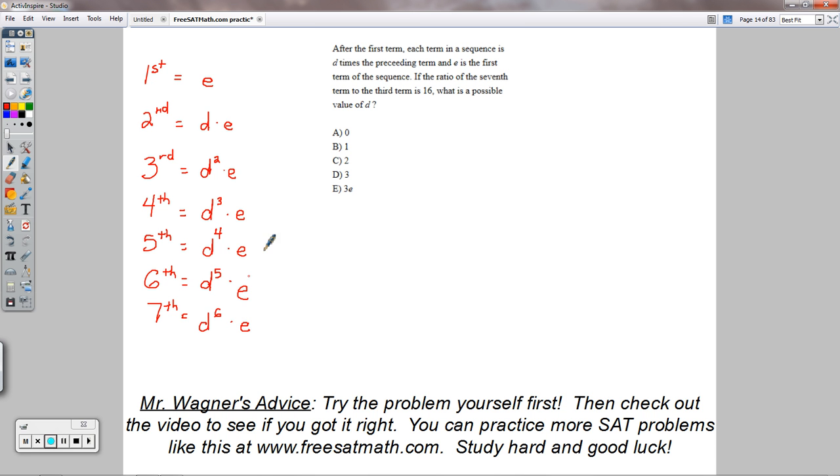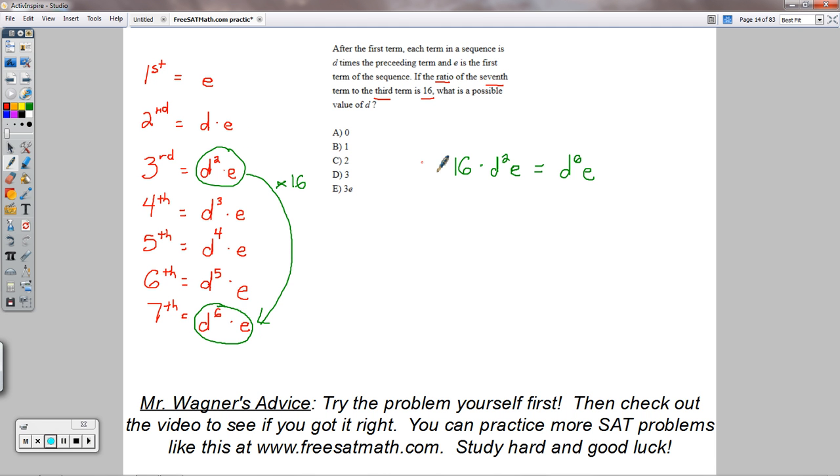D to the fifth times E, and then D to the sixth would be this one times E. And then here it says the ratio of the seventh to the third is 16. That means if I take this right here, multiply it by 16, I should end up with this right here. So in other words, I can write an equation: 16 times D squared times E equals D to the sixth times E.